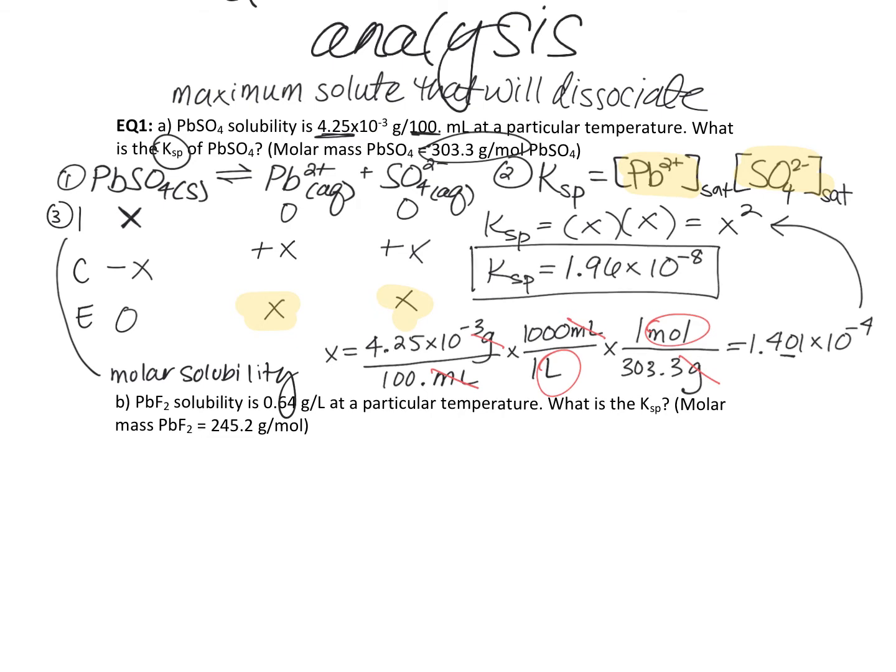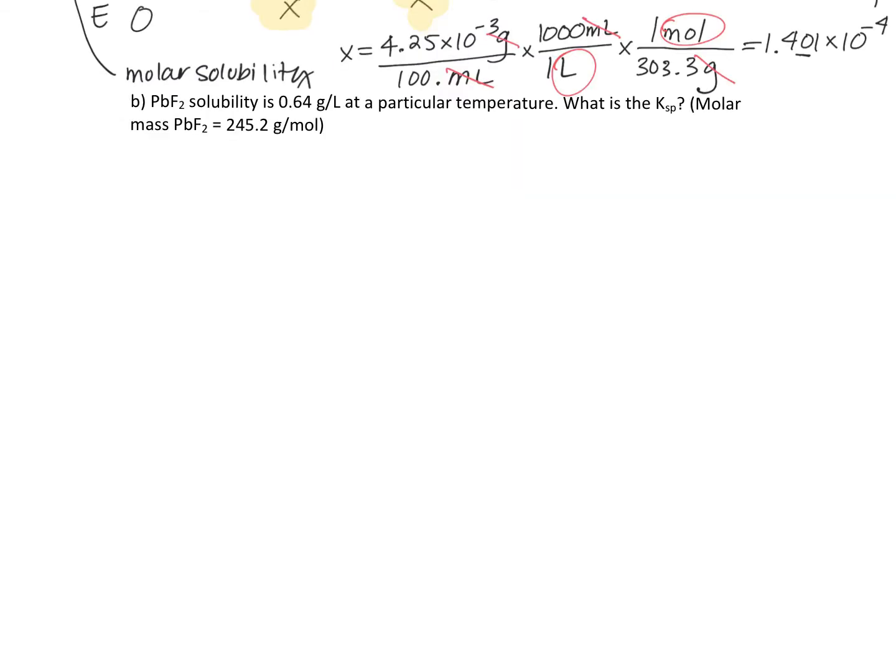All right, great. Let's move on to our next problem. Our next problem states that we have lead-2 fluoride and its solubility is 0.64 grams per liter at a particular temperature. And the question is, what is the Ksp?